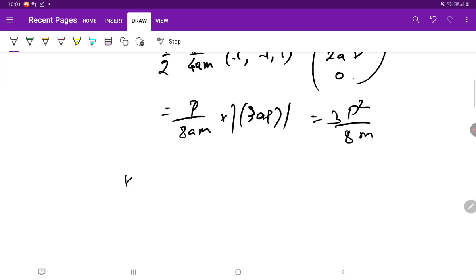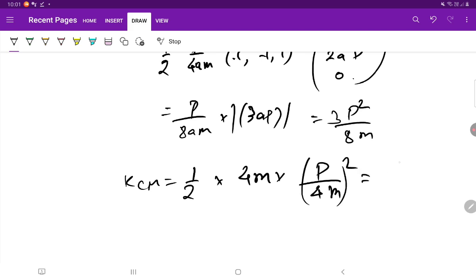What is the kinetic energy of center of mass? It will be half of the total mass of the body, 4m, into the velocity of center of mass, that is p by 4m, whole square. You'll get p square by 8m. So total kinetic energy K is the summation of these two, which will come out to be p square by 2m, and that's the answer.